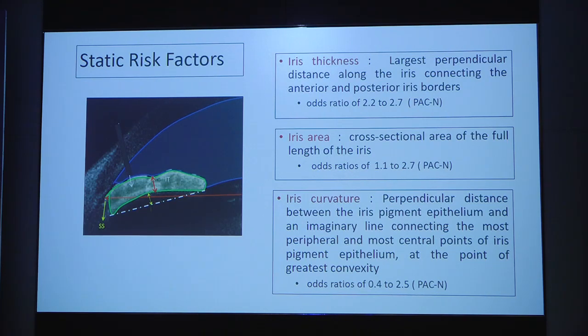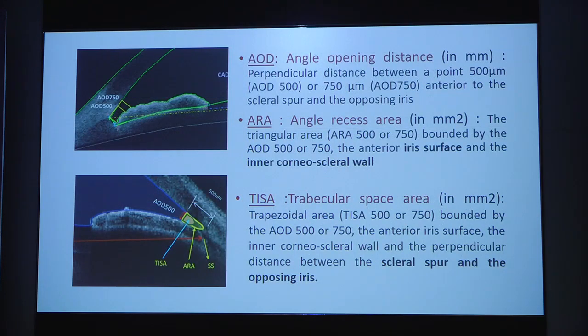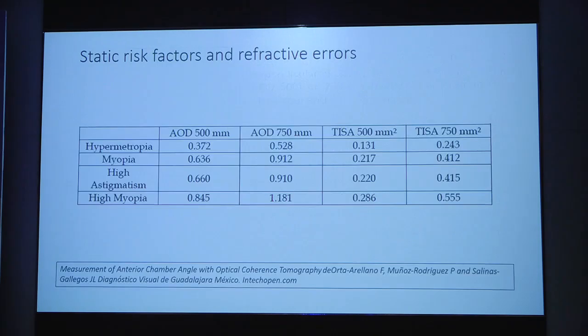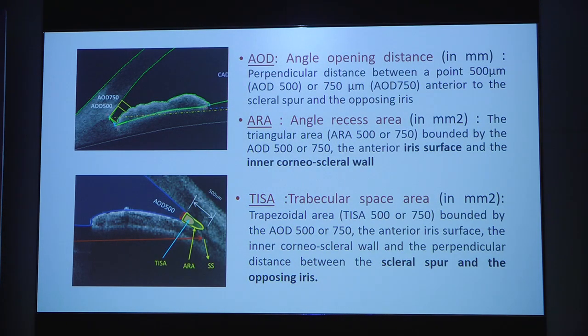So static risk factors include iris thickness, iris area, and iris curvature, that is the line joining the two ends of the iris, and the posterior iris curvature. So next is angle opening distance, which can be measured at 500 and 750 microns from the scleral spur. Next is angle recess area, that is the area between the ARA 500 and 750, the anterior iris surface and the inner corneoscleral wall. And next is TISA, that is trabecular iris space area. This is a perpendicular distance between the scleral spur and the opposing iris at AOD 500 or 750.